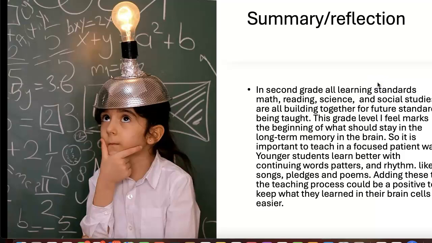Summary reflection. In 2nd grade, all learning standards, math, reading, science, and social studies, are building together for future standards being taught. This grade level, I feel, marks the beginning of what should stay in the long-term memory in the brain. So it is important to teach in a focused, patient way. Younger students learn better with continuing words, patterns, and rhythm, like songs, pledges, and poems. Adding these to the teaching process could be a positive to help them keep what they learn in their brain cells more easily.